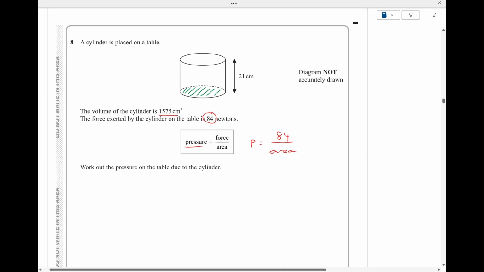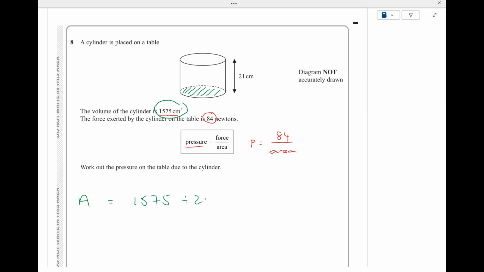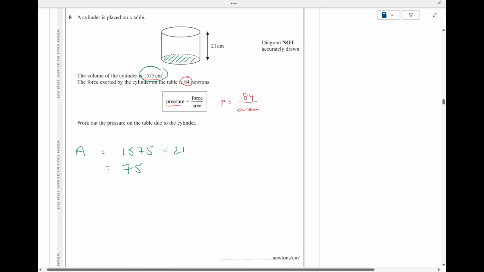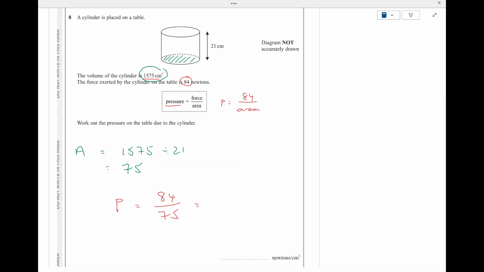Right, how am I going to find that area? Well, I know the volume. So the area of the cross-section will be the volume divided by 21. So 1575 divided by 21. So the area is 75. So now I come back to this pressure formula. Pressure equals the force divided by the area. 84 divided by 75.